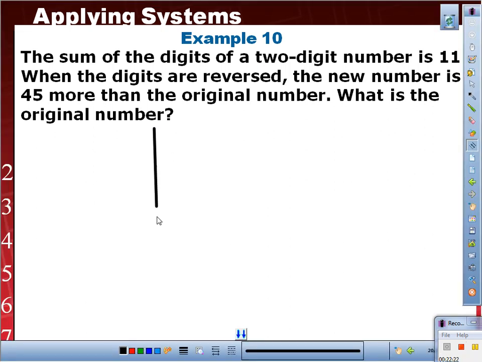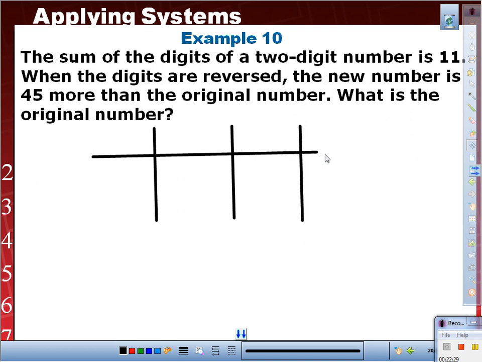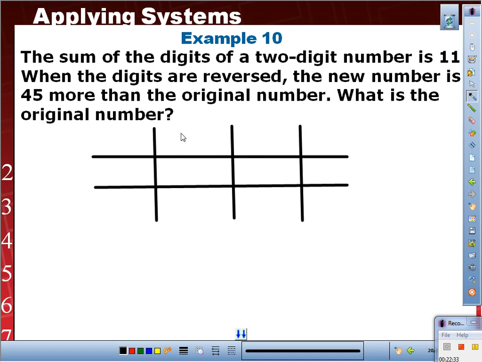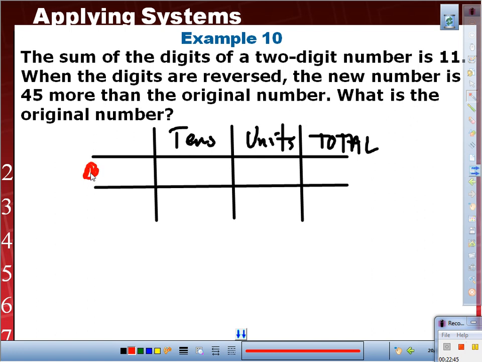Okay, let's see. 3 lines down, 2 across. Here we go. 10, units, total. Original number.